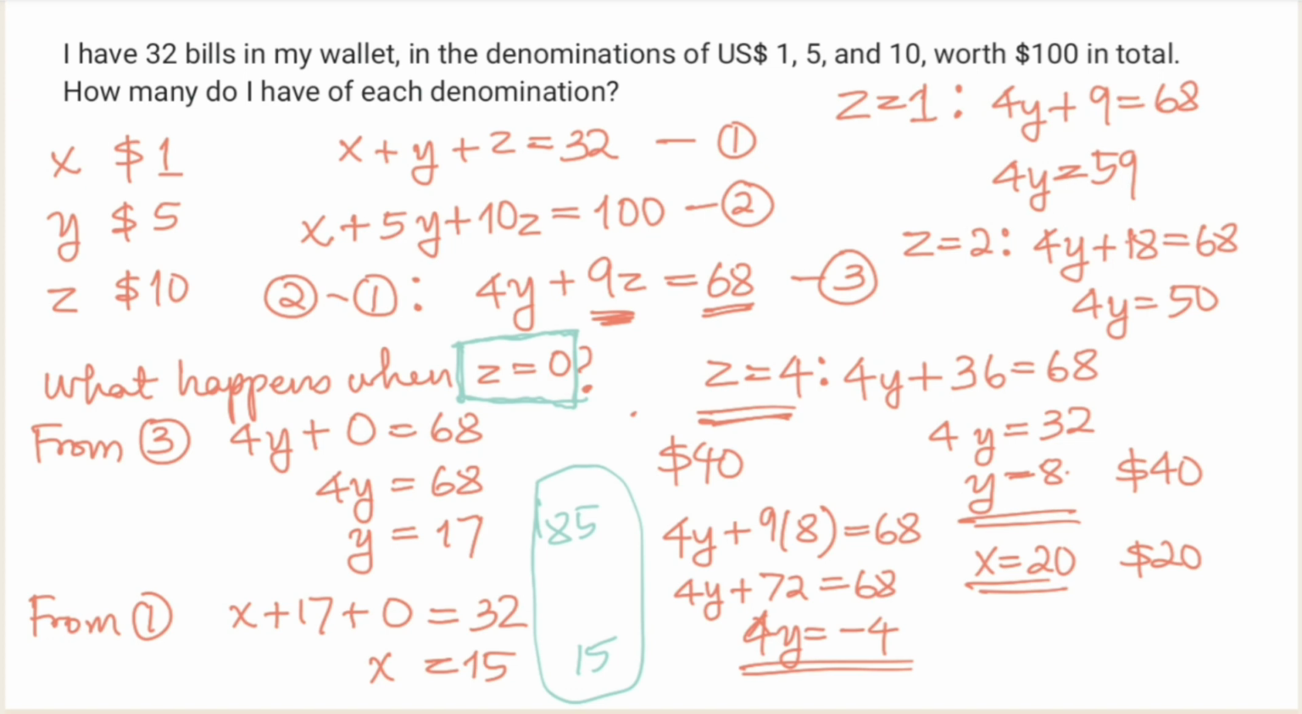So this is indeed our solution. Our solution is z equals 4, y equals 8, and x equals 20. That means that we have 20 $1 bills, 8 $5 bills, and 4 $10 bills. And that's the unique solution if you want to have at least one of each bill in our wallet. Interesting problem.